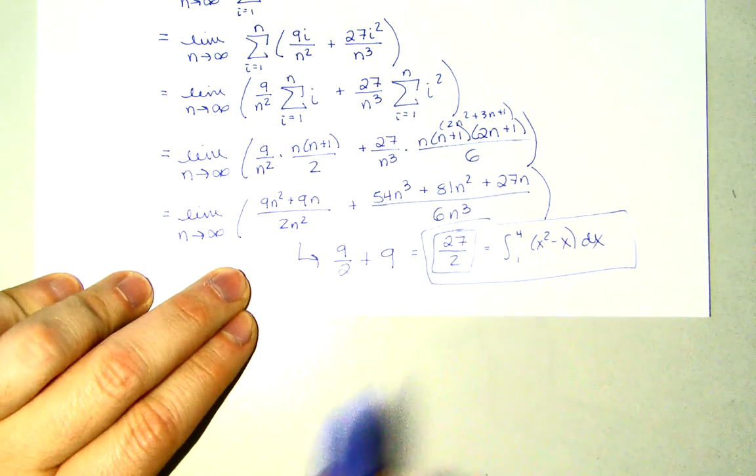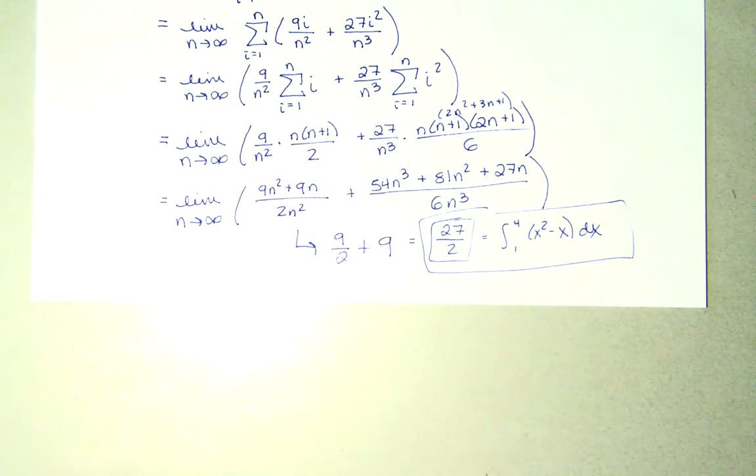We could either just say 27 halves, or we could say the integral from 1 to 4 of x squared minus x dx is 27 halves. Does it have to be a fraction? Yes. No. Decimals are superior. Questions on these things?